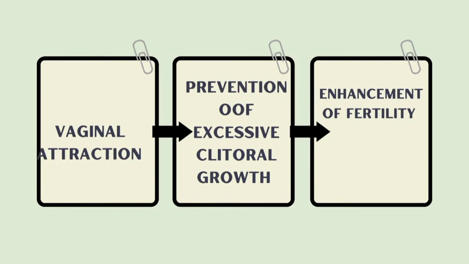Then prevention of excessive clitoral growth. It is believed that the female with increased clitoris will be more sensitive to sex and therefore promiscuous. This is not medically proven, but that is some of the belief that the society holds. Enhancement of fertility. In some societies, it is a general idea that the woman that is circumcised will have her fertility improved. Lastly, preservation of virginity. This is to prevent the girl child from being deflowered early and also to increase their opportunity of getting married.